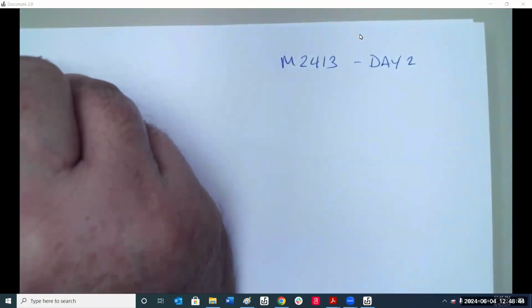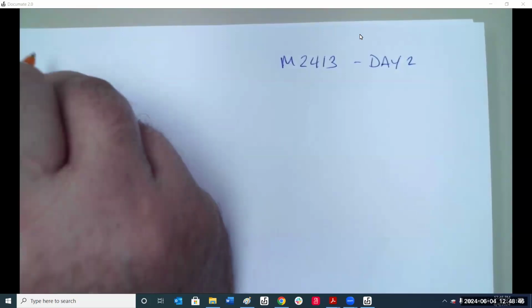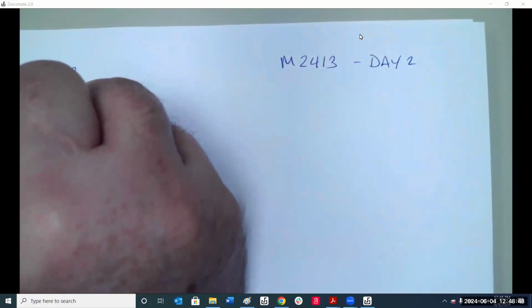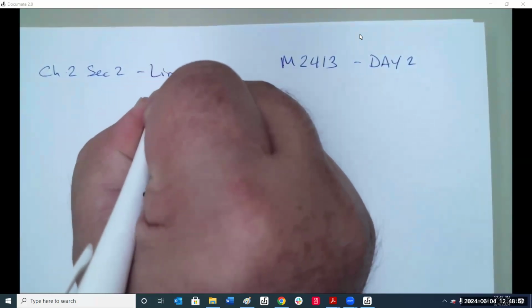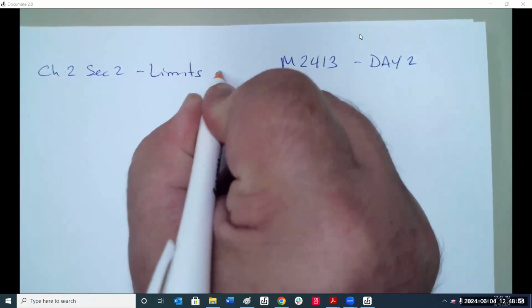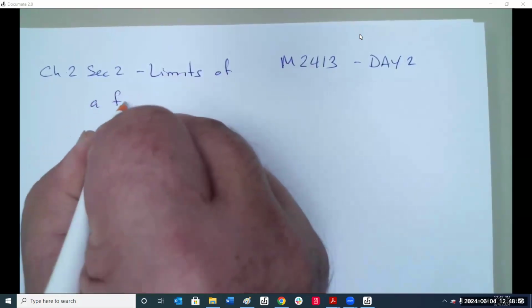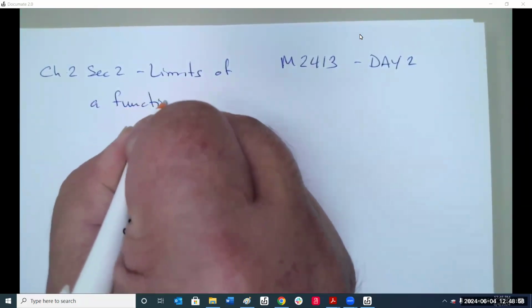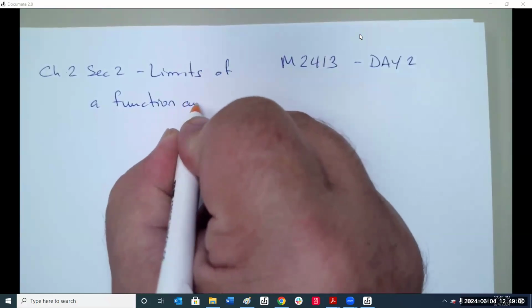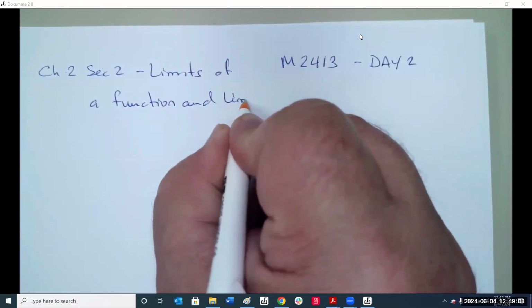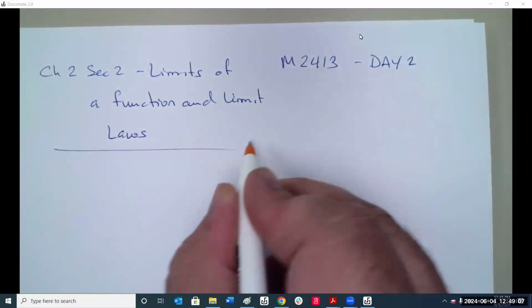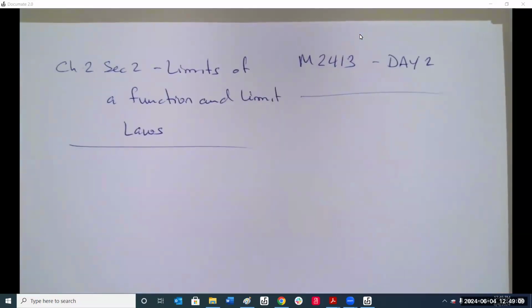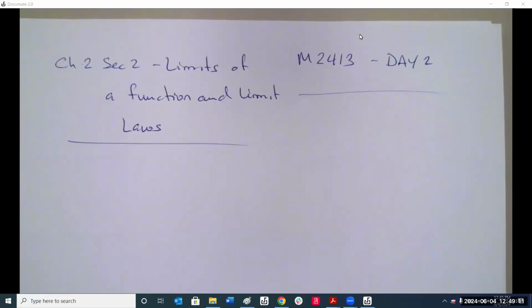Now we're going to look at Chapter 2, Section 2. Limits of a function and limit laws. Now, how this relates to what we just talked about.